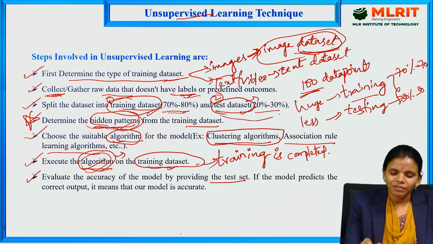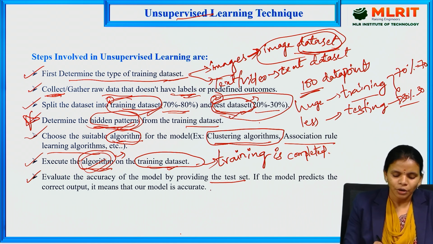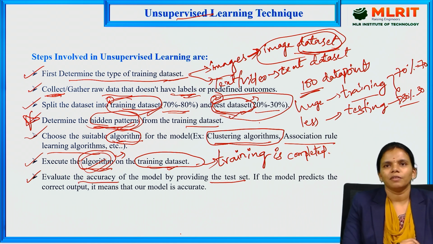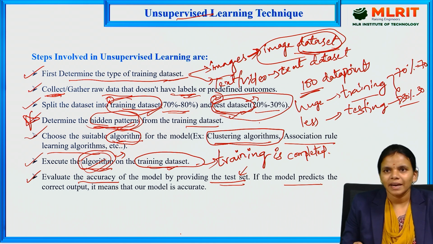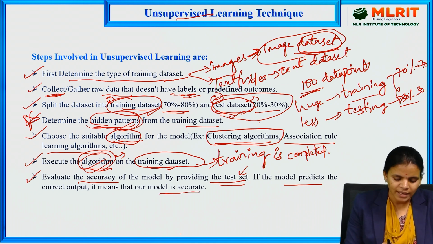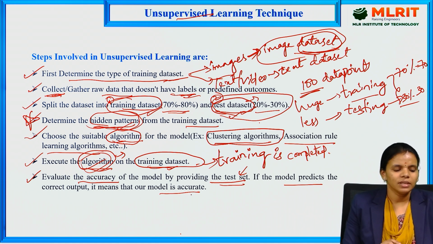We have taken the test data set as 30%. So we need to use this test data set to find out the accuracy of the model. Now on this test data set, if the model predicts the output correctly, then the model is working properly and it is accurate, meaning the model is an accurate model. So these are the steps involved in the unsupervised learning technique.